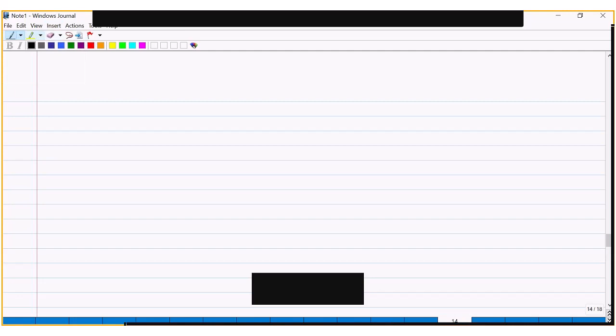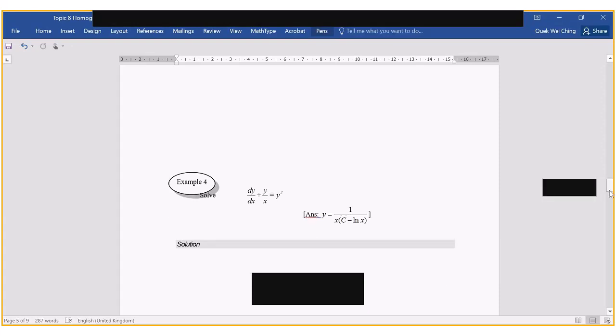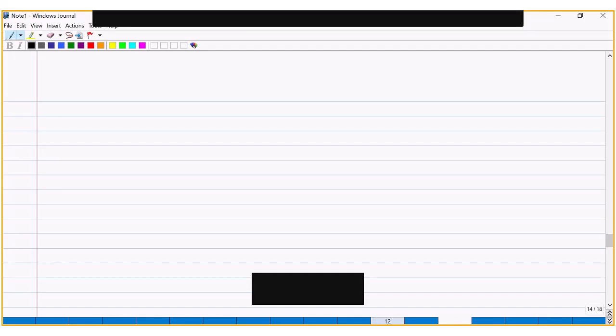This is called the exact equation. Let's refer to the notes first. So what is an exact equation? An exact equation is something like M(x,y) dx plus N(x,y) dy equals 0. How do you know this is an exact equation? Let me say something about this special equation.